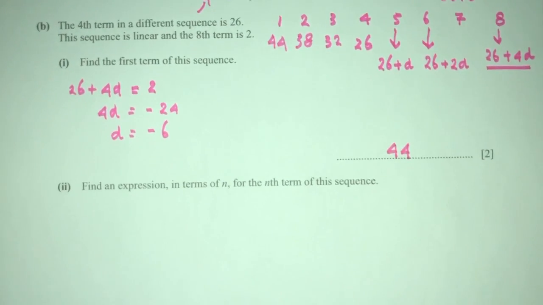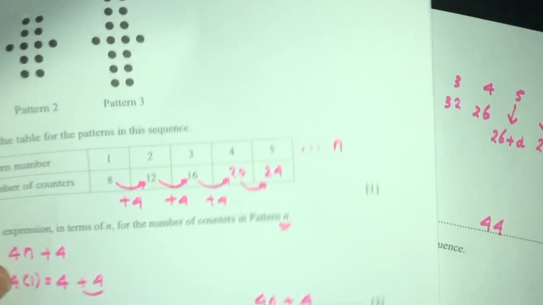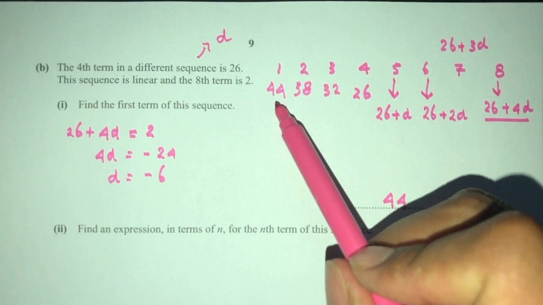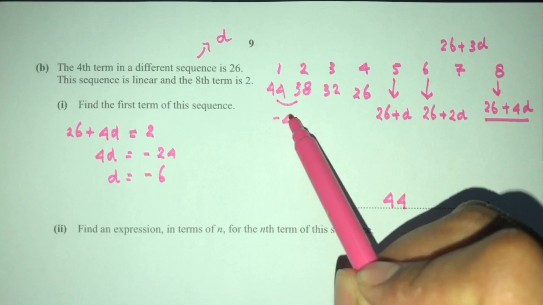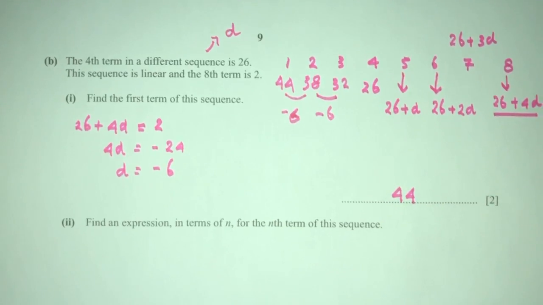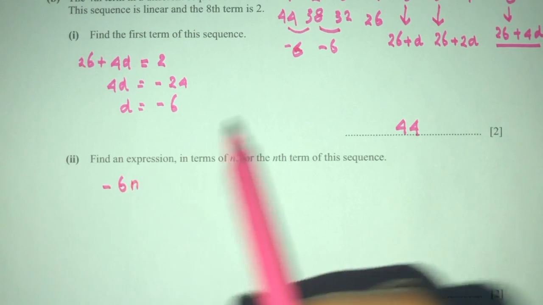Now for part 2, we have to find an expression in terms of n for the nth term of this sequence. Again, it's the same logic as we have seen in this one right here. So use the same logic. Again, let's try one more time together. As we can see, there's a common difference here of minus 6, and minus 6 keeps going on. So we write minus 6n for now.